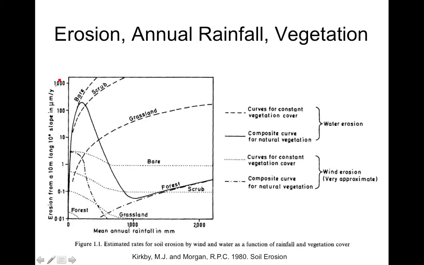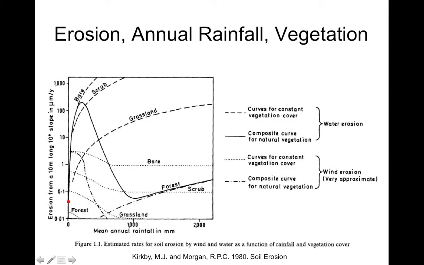in micrometers per year. So, log scale here, very low rates, relatively high rates. And here we have mean annual rainfall, right? And what we have here is a bunch of landscapes. So forests, bare soils, grasslands, scrub, and so on, right? And what they find is that typically, this is a composite curve for native sites, right? Which is this dashed line. And we have a look at this composite curve.